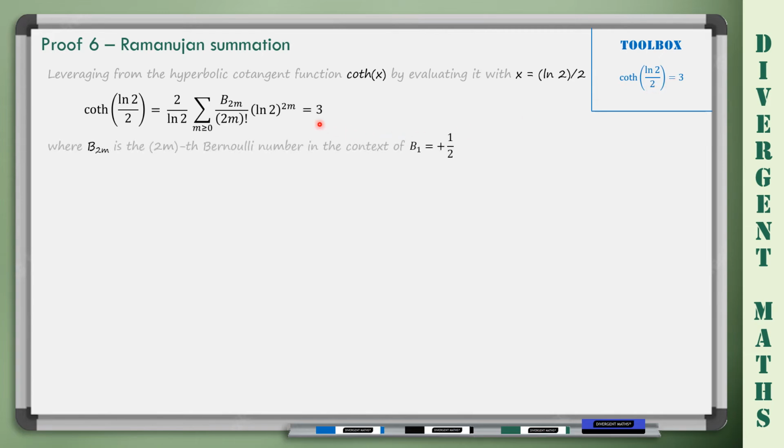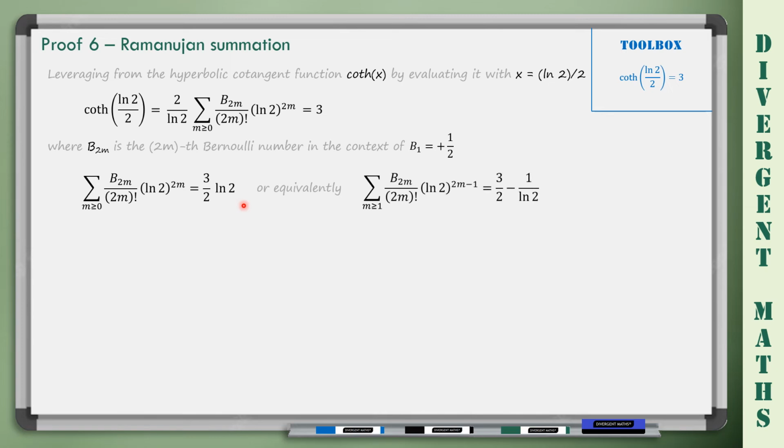So that's simple, we use it here. Again, b sub 2m is the 2m-th Bernoulli number in the context of b1 equal 1/2. So let's rewrite that. We have the sum from m equals 0 to infinity of b2m over (2m)! times (log 2)^2m is equal to 3/2 log 2. So we pass the 2 on that side, and the denominator and the log of 2 at the numerator we have here. Or equivalently, we have that formula as well.